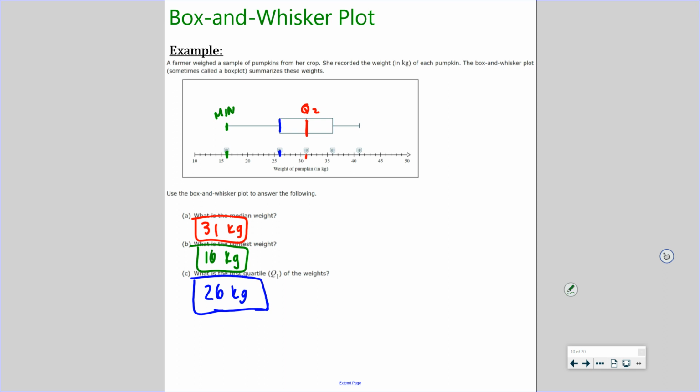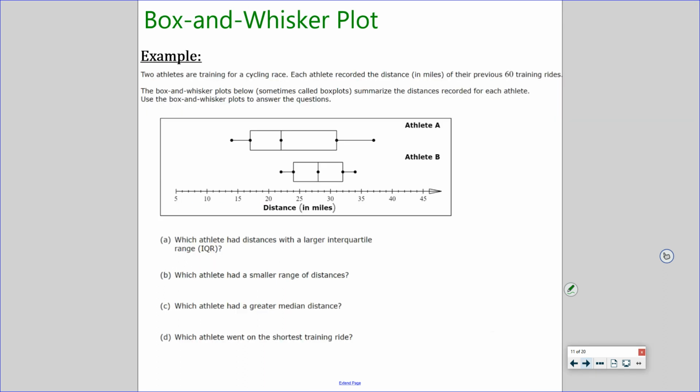Okay, let's do one more where we're given two box and whisker plots compared side by side. We have two athletes that are training for a cycling race. Each athlete recorded the distance in miles of their previous 60 training rides. The box and whisker plot below summarizes the distances recorded for each athlete. All right, so we have athlete A here, athlete B. Which athlete had distances with a larger interquartile range?